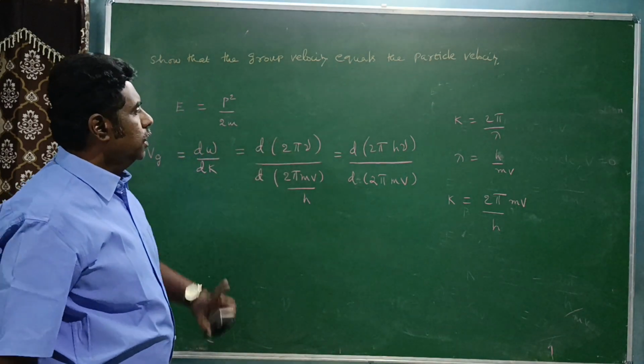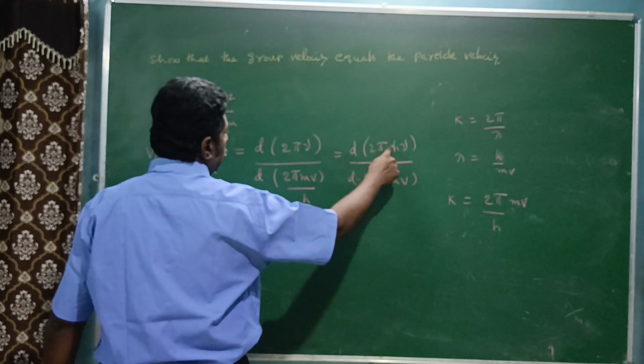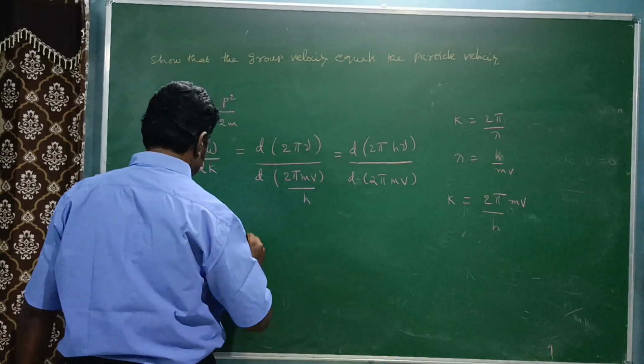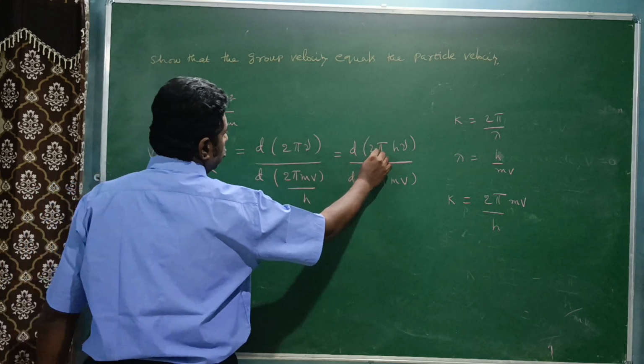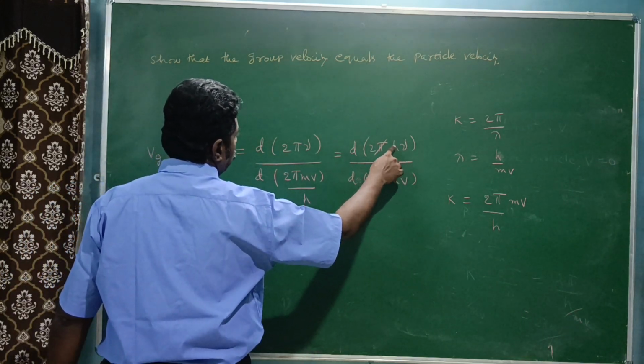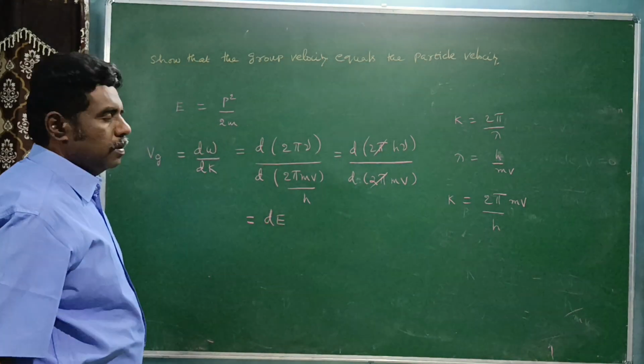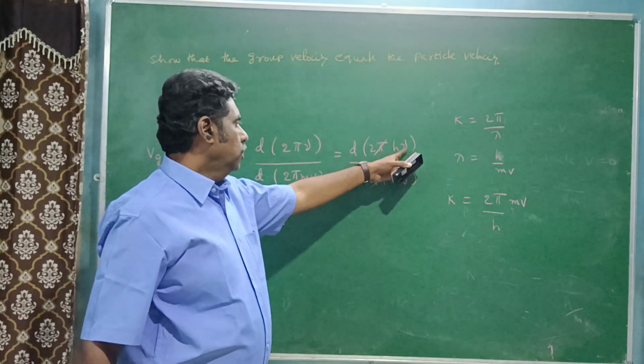This h goes to the numerator, so here 2 pi h nu. See, this 2 pi gets cancelled. We know that E equals h nu, so d of E. h nu is our energy.